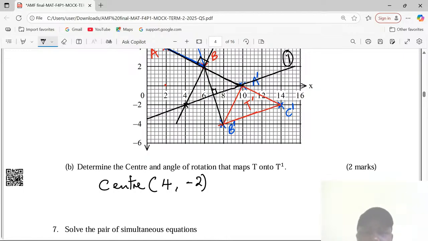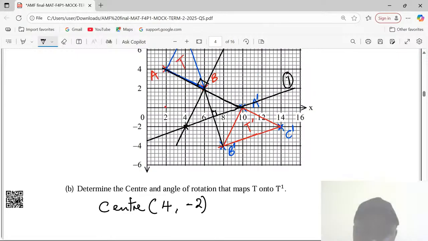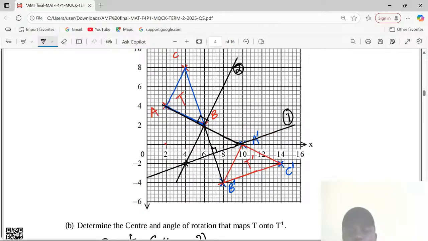Then now we are supposed to identify the angle of rotation. And remember, it should be the angle together with the direction. If it's 90, you tell us, is it positive 90 or negative 90? So how do we determine the angle of rotation now? We are supposed, again, to work with coordinates. I choose coordinate A and its image.